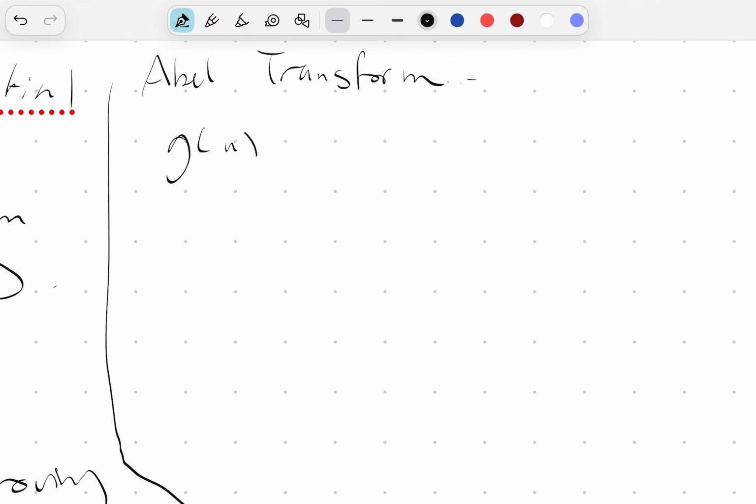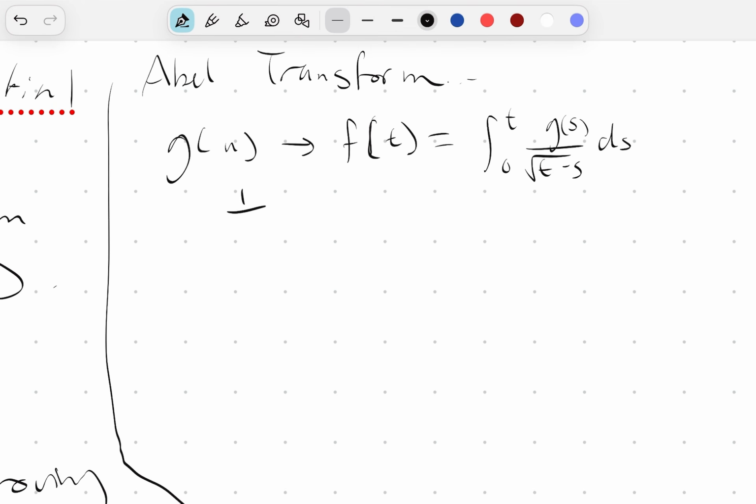It says if we have g of u and we want to get to f of t, to be integrated from 0 to t, g of s over square root of t minus s, ds. The formal inverse of this is going to be 1 over pi times d/ds from 0 to s of f of t over square root of s minus t, dt. So necessarily that's an inverse.